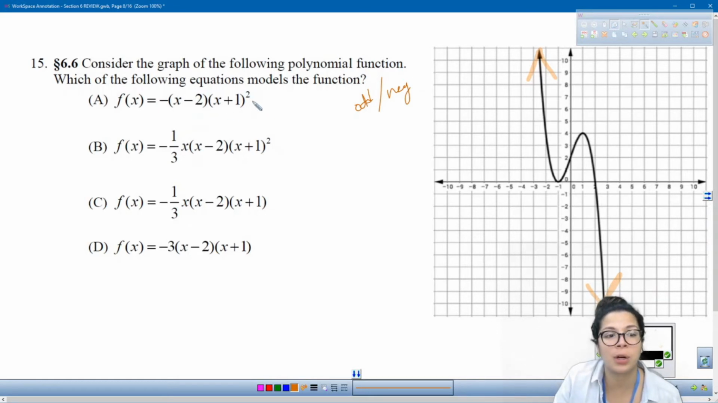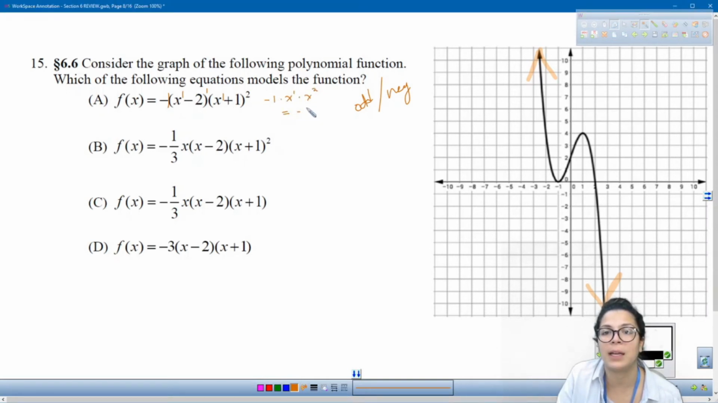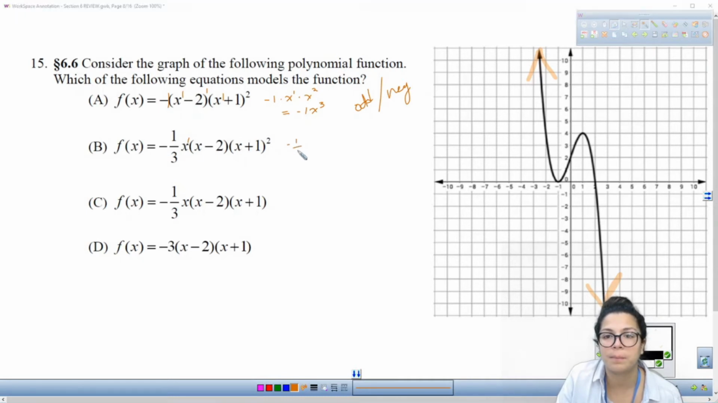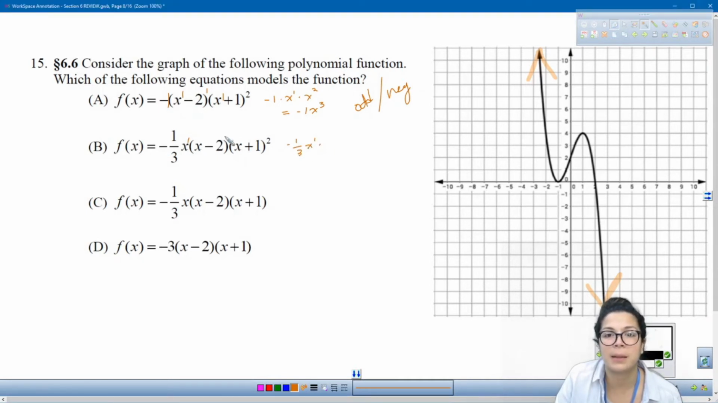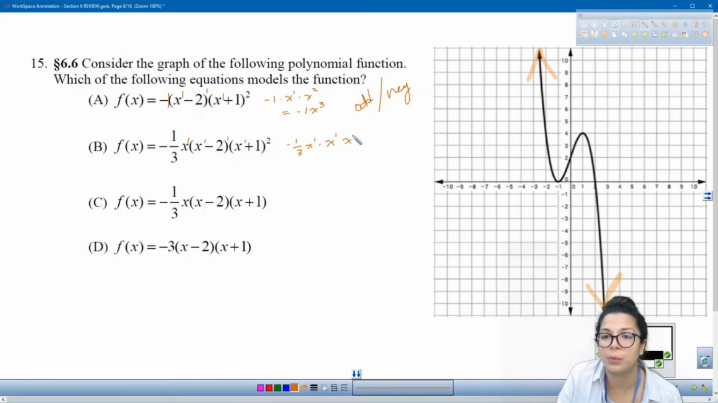So what is the leading term for all of these? For the first one, it's -1 times x to the power of 1 times x to the power of 2. So -1 times x to the power 1 times x to the power 2 would give us a leading term of -1 x to the power 3. So odd and negative, that one's good so far. On the next one, -1/3 x to the power of 1 times x to the power of 1 times x to the power of 2. So this is actually going to be -1/3 x to the power of 4. So this is even and negative, so that one's out of the running.